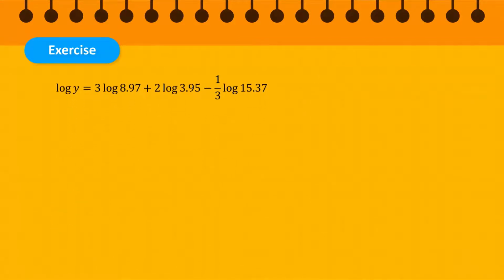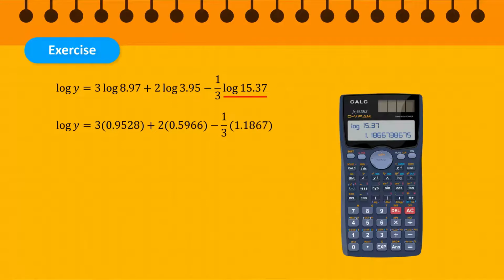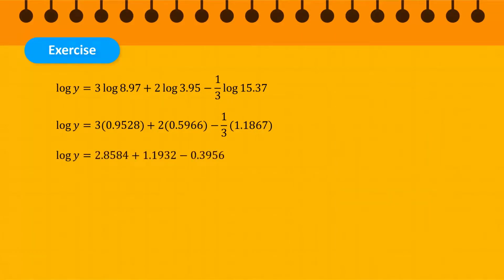Next, calculate the logs of 8.97, 3.95, and 15.37 using a calculator. The log of 8.97 is equal to 0.9528. The log of 3.95 is equal to 0.5966. And the log of 15.37 is equal to 1.1867. Further simplification of these terms gives us log of y is equal to 3.656.